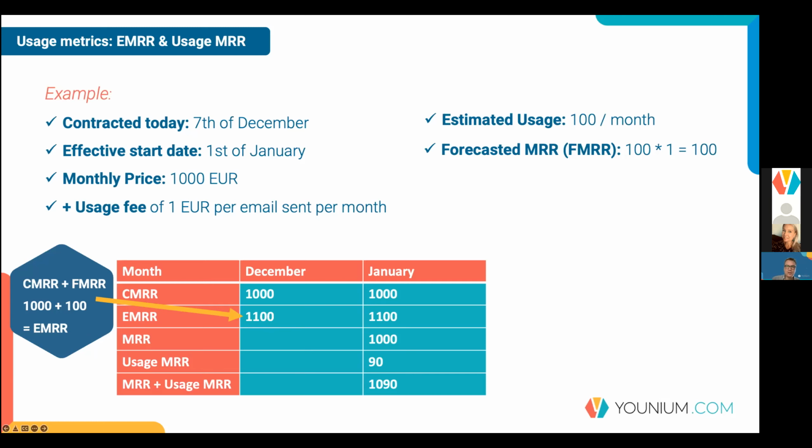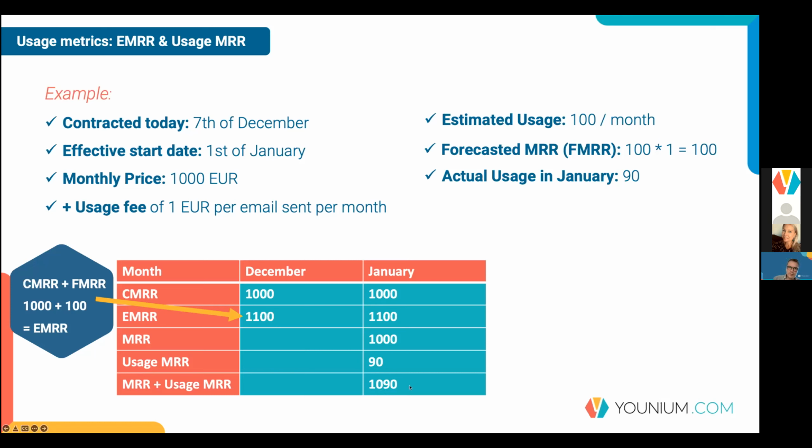Let's then say also that January passes. So they started using our service for a month. January passes, they actually sent 90 emails from our platform. So then we also have the usage MRR here, saying that that's what they actually used. They used 90 times 1, which is 90, right? So that's our usage MRR. And if we combine that with our regular MRR, we will then get 1,090, right?